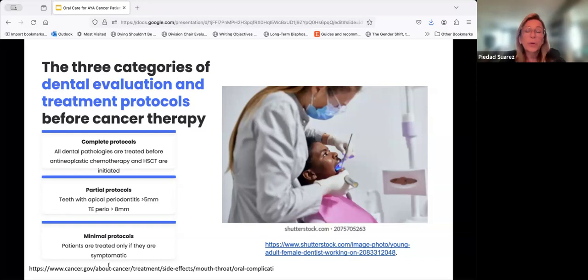The partial protocol indicates that they treat only teeth that have a periapical lesion greater than 5 millimeters, and for extractions, they only extract teeth that have a pocket of above 8 millimeters. The pocket is measured when you go to the dentist and we start measuring every single area in your tooth, in the buccal area and the lingual area. If the pockets are more than 8 millimeters, the tooth needs to be extracted. Ideally you don't have any pockets, or if you have, they are between 1 and 3 millimeters, which is what we consider normal.